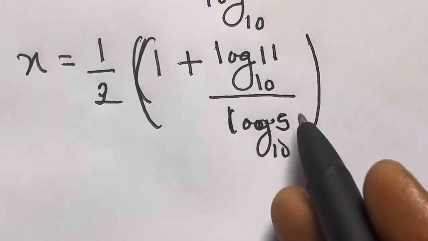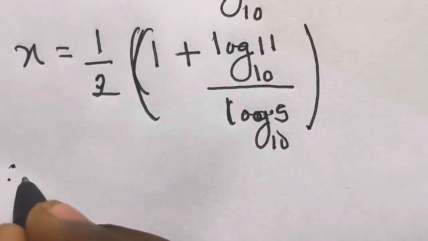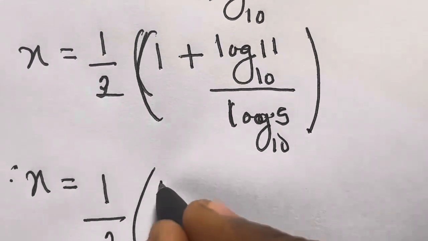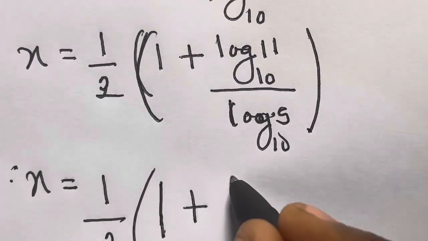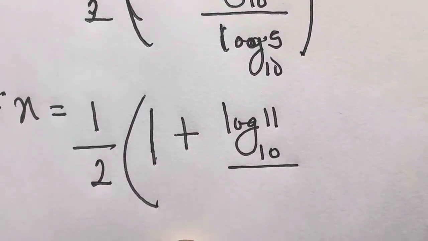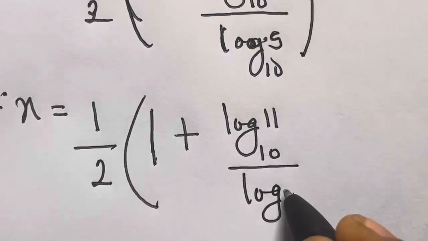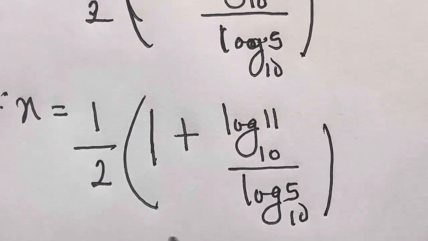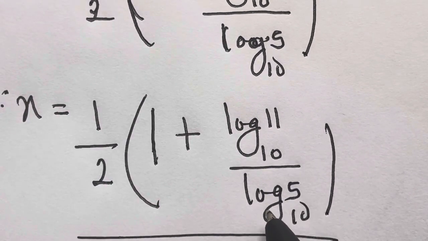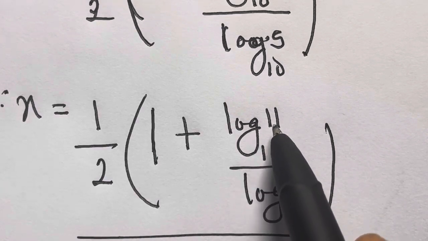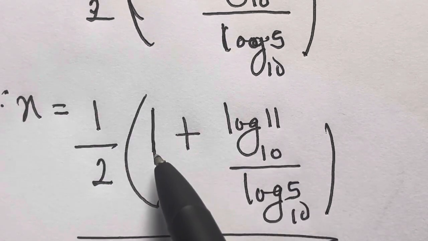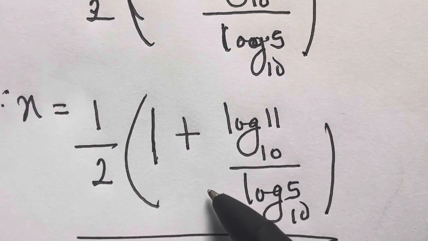You can leave your answer like this and say therefore x is equal to 1 divided by 2 multiplied by 1 plus log 11 in base 10 divided by log 5 in base 10. You can leave your answer like this, and if you like, you can move further to get the numerical value using a calculator. Just press log 11 in base 10 into the calculator, divide it by log 5, add it to 1, and then after that, you can multiply it by 1 over 2.